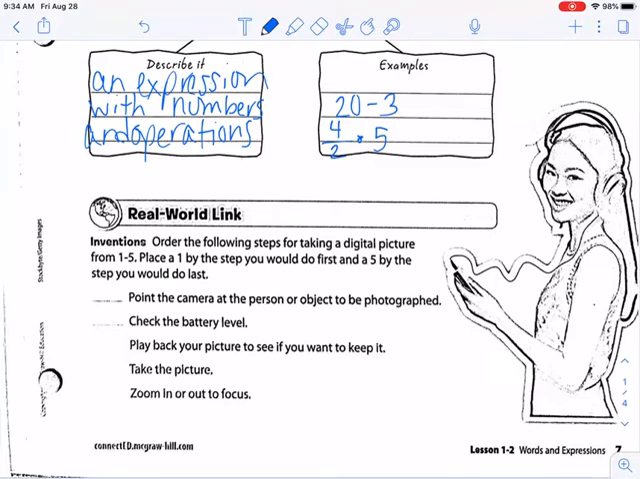So the first one, when I pull my camera out of the bag that might have been sitting for a little bit, I always check the battery level. I then pull the camera up and I point it at the person or object. I use my zoom lens to focus. I then take the picture and then I look back at it and see if I want to keep it or delete it.